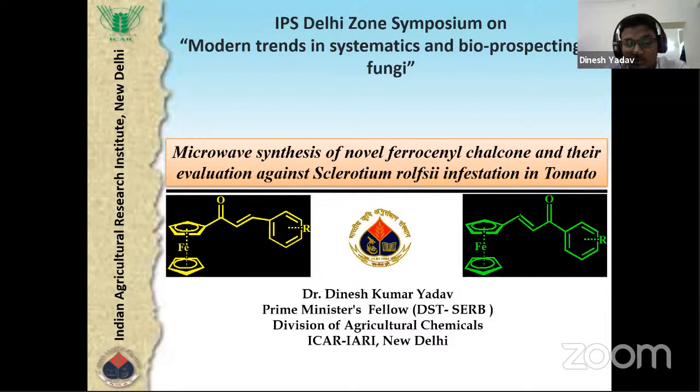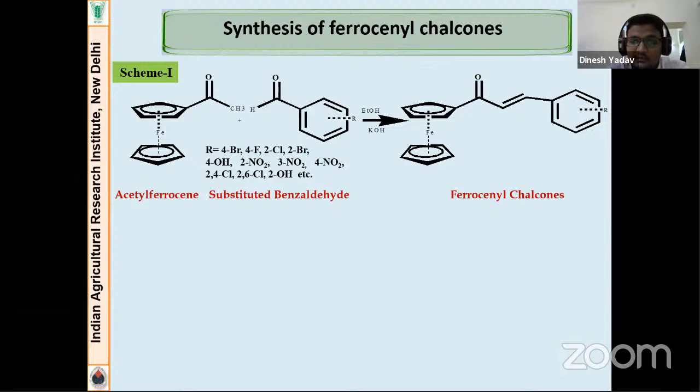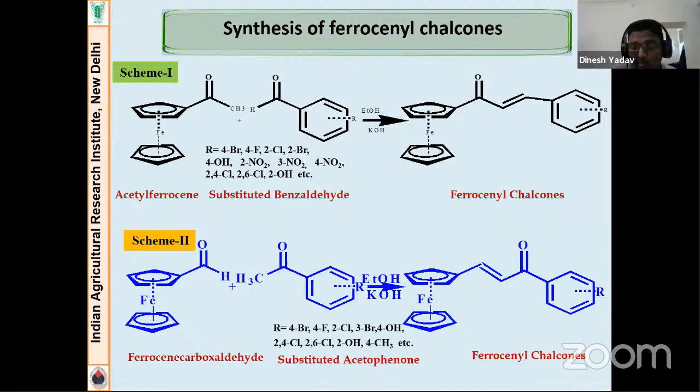Though chalcone exhibits so many biological activities, it is not explored to that extent in the agrochemical as well as the pharmaceutical sector. What is the drawback? The major problem is poor water solubility. Through this project, we developed a product containing the chalcone moiety as well as a ferrocene group, which improves the water solubility of ferrocenyl chalcone. We synthesized ferrocenyl chalcone using acetyl ferrocene with different benzaldehydes in ethanolic KOH by the microwave method as well as the conventional method. Likewise, we synthesized ferrocenyl chalcone using ferrocene carboxaldehyde with different acetophenones in ethanolic KOH.